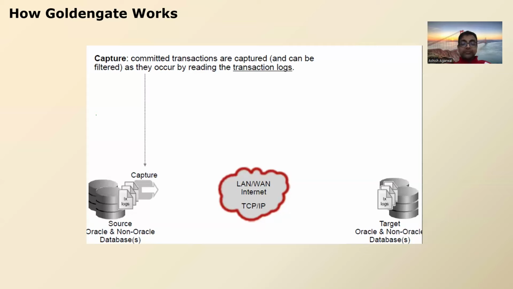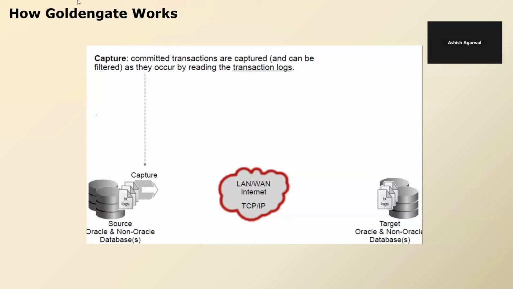Okay, so in Golden Gate, you have a source database and a target database. The source database can be any Oracle or any non-Oracle supported database, and the target database can be any Oracle or any non-Oracle supported database. So each database has its own transaction logs. In case of Oracle, we call these transaction logs redo logs, or backups of redo logs, which are called archive logs.